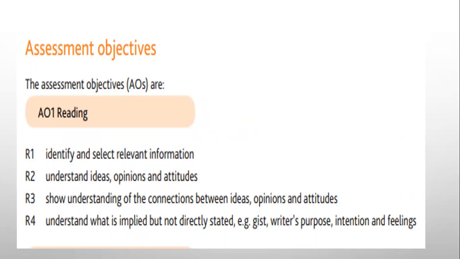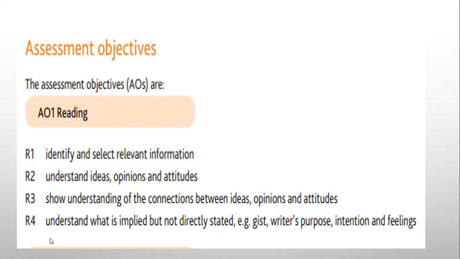Then number 2, understand ideas, opinions, and attitudes. You need to show that you do understand what's going on. Being specific reflects this. The third objective of the reading is to show understanding of the connections between ideas, opinions, and attitudes. This is important because you will see in some questions that the question is not written in exactly the same language mentioned in the text itself. The fourth objective, when they assess your linguistic abilities, is to understand what is implied but not directly stated. This is very important. You understand the gist, the writer's purpose, intention, and feelings. How will you reach this? From reading the text and from being fluent with your reading skills.